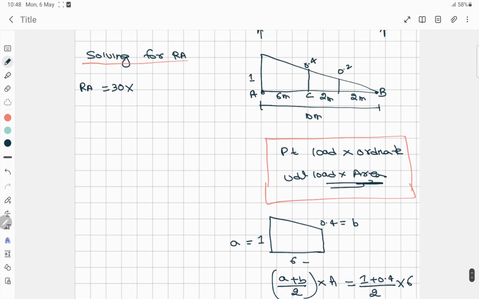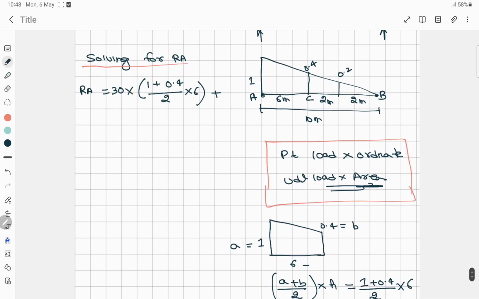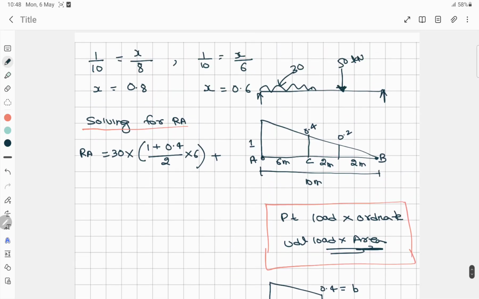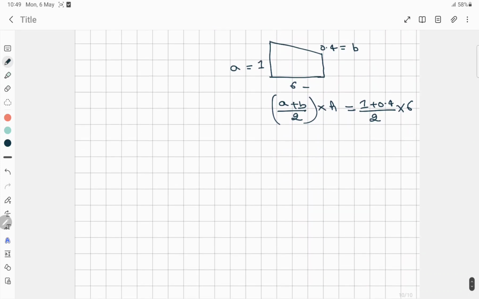Now what we have to do here, we have to multiply the area here, that is 1 plus 0.4 divided by 2 into 6, plus again, see here, this is 50, right? 50, and it's a point load. So in case of point load, we have to take the ordinates. So ordinate is nothing but 0.2, that is 50 into 0.2, and when we'll simplify this, we'll get the value around 136 kilonewton meter.